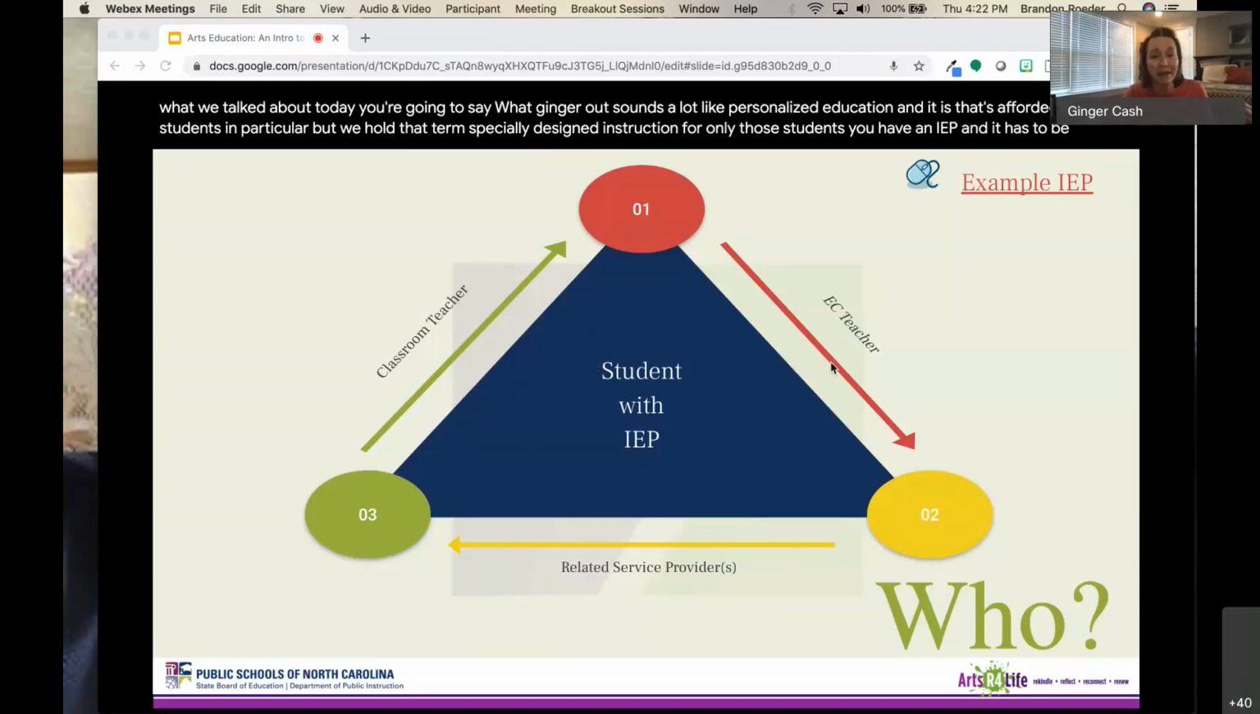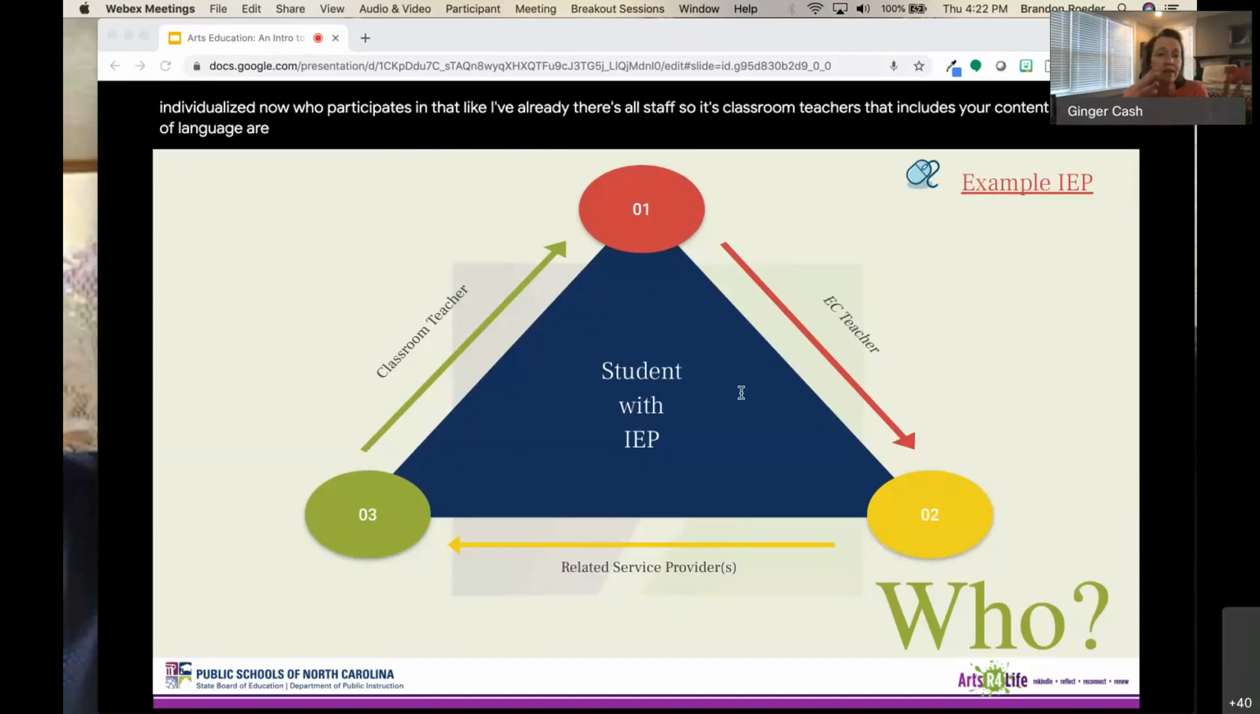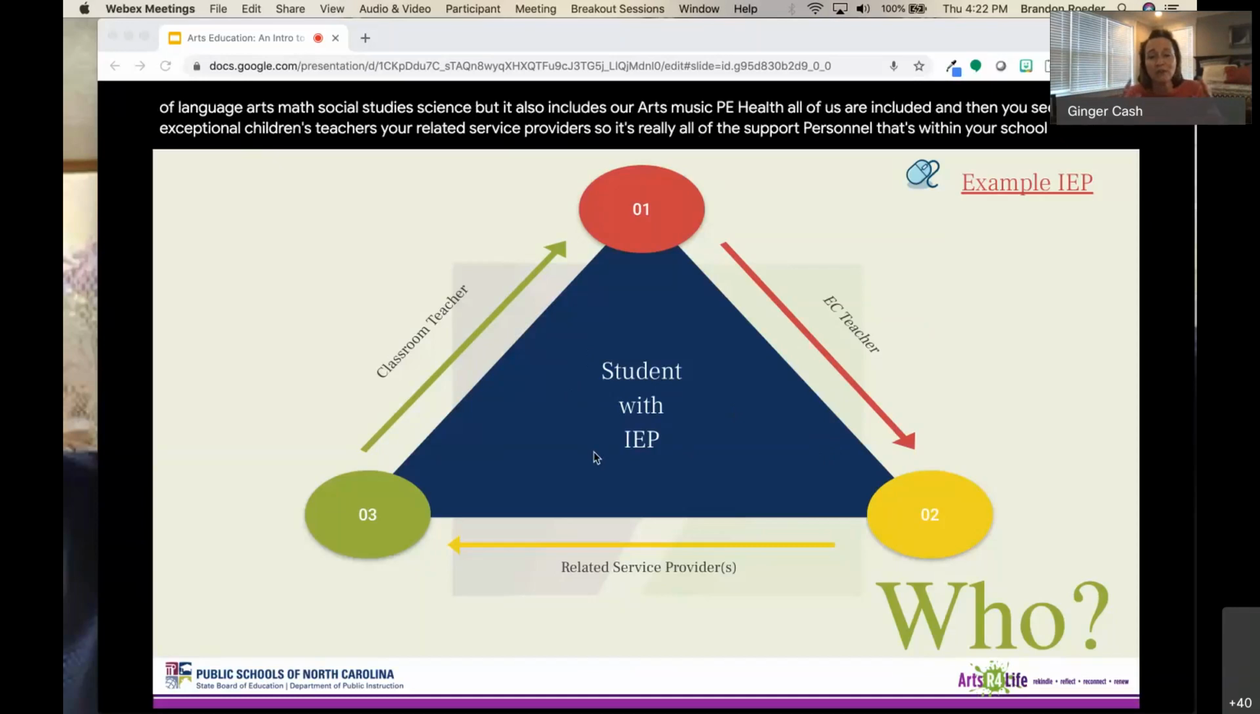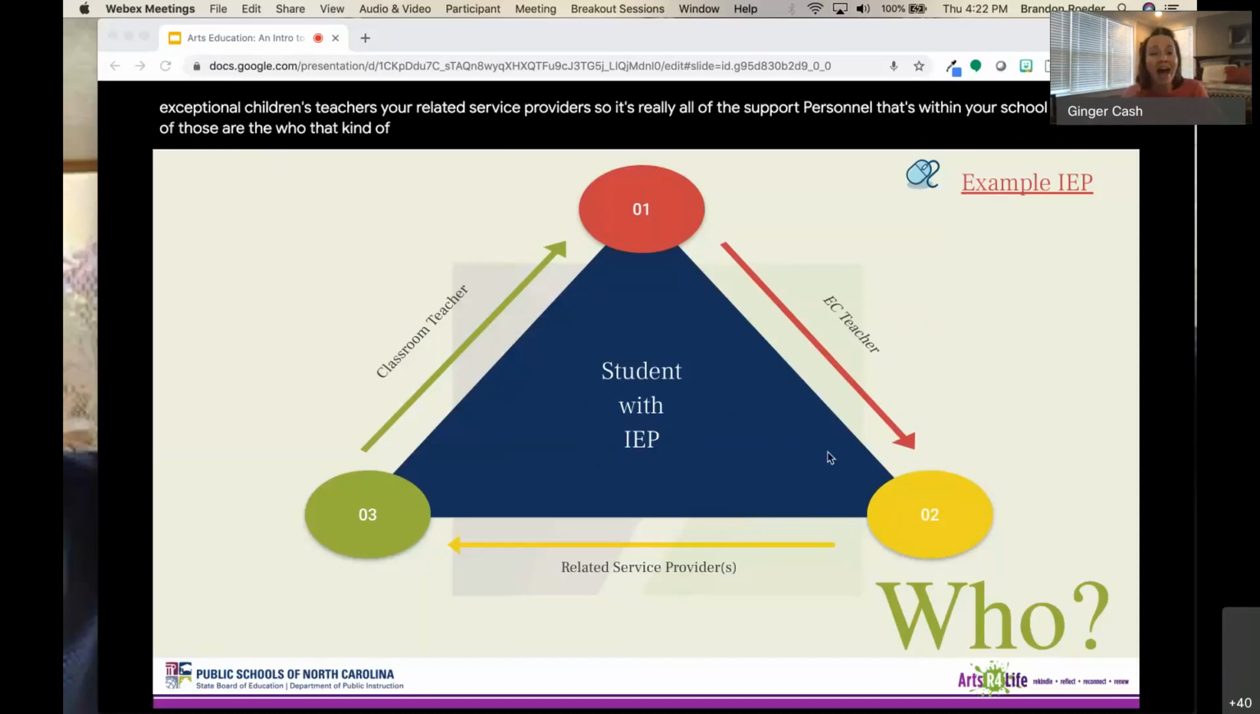Now, who participates in that, like I've already talked about, is a whole group of people. Rather, it's all staff. So it's classroom teachers. That includes your content teachers of language arts, math, social studies, science, but it also includes our arts, music, PE, health. All of us are included. And then you see your exceptional children's teachers, your related service providers. So it's really all of the support personnel that's within your school building. All of those are the who that kind of helps provide that.